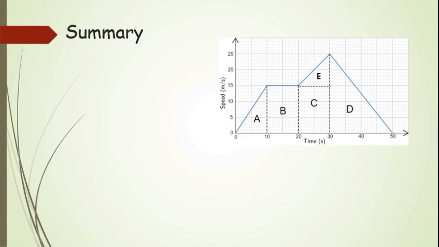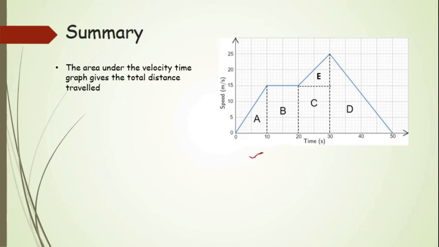So let's look at one more very important concept that we can learn from a velocity time graph, and that is the area under the velocity time graph gives the total distance traveled. Correct? So if we look at a velocity time graph, here it's shown as speed versus time, but since we are assuming the object is traveling in a straight line, the direction is constant, the terms speed and velocity can be used interchangeably because we are looking at only the magnitudes here.